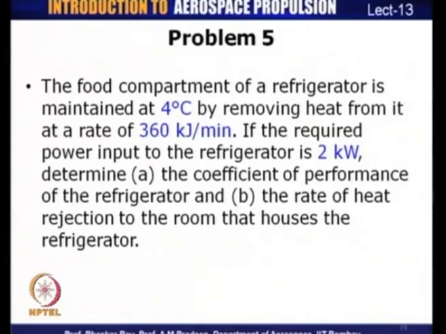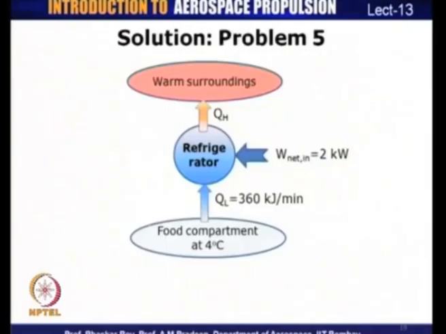So, this question is on a refrigeration system. We have a refrigerator which is maintaining a certain temperature by removing heat from it at a certain rate, and the power input for the refrigerator is also given. We need to find out the coefficient of performance and the rate of heat rejection to the room where the refrigerator is kept.